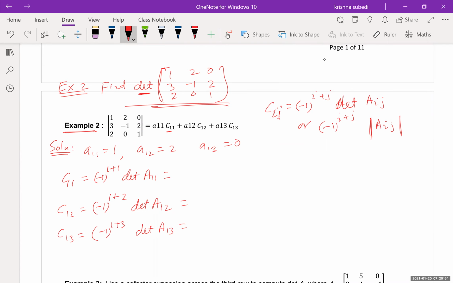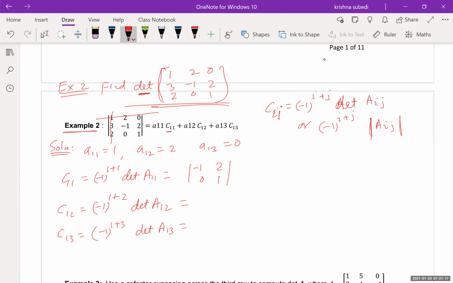So that means you see negative 1 power 2 is positive. So determinant of A11 means you ignore the first column and first row. So you are left with negative 1, 2, 0, and 1. That is your cofactor, I mean cofactor C11.